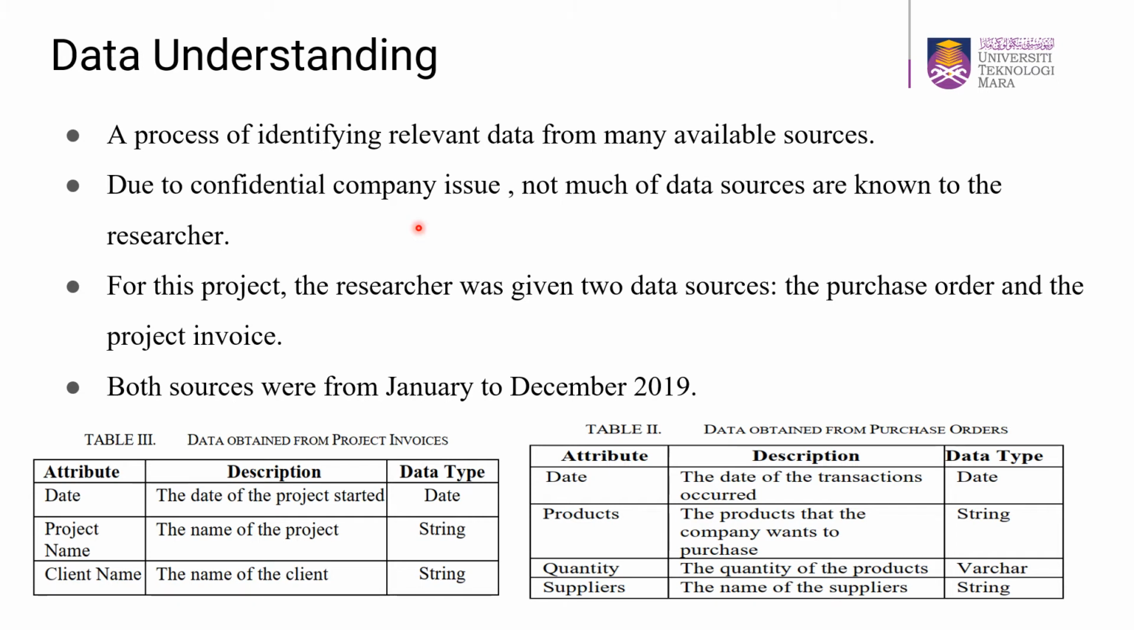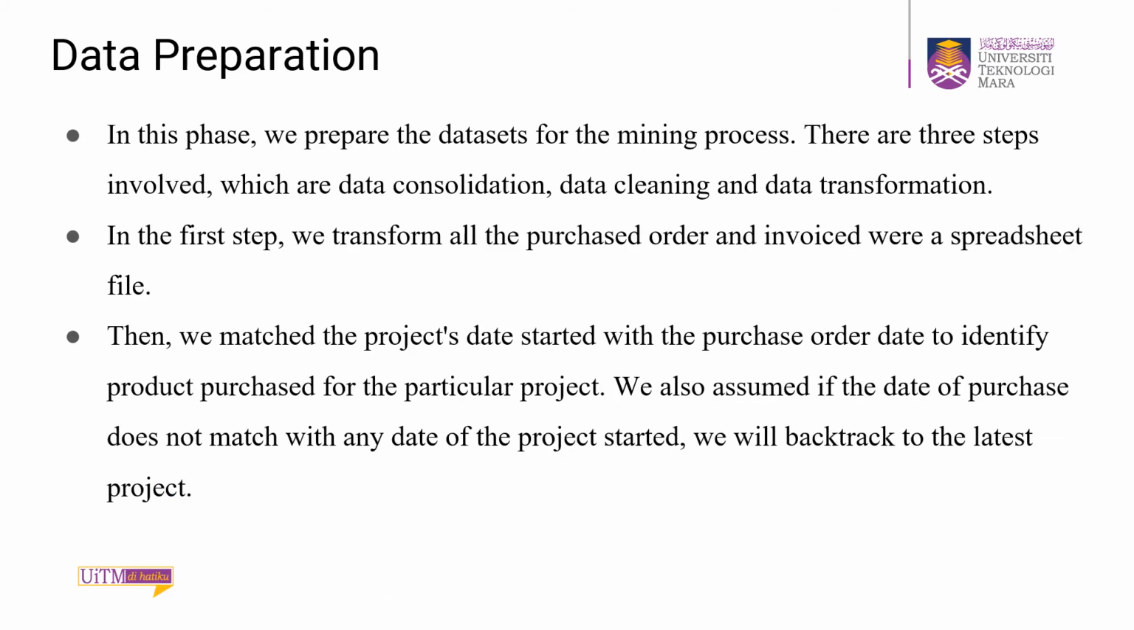So it's a limitation on this project. For this project, the researcher was given 2 data sources, which are the purchase order and the project invoice. Both sources were from January to December 2019. Table 3 and table 2 are the data that have been obtained from the invoices and purchase order. So the next phase is data preparation.